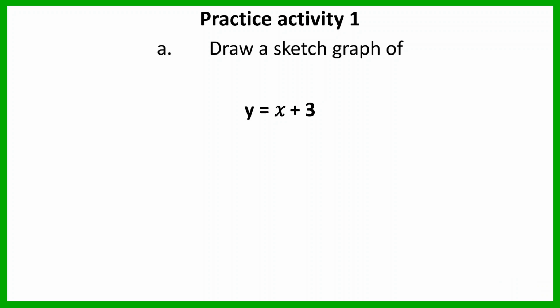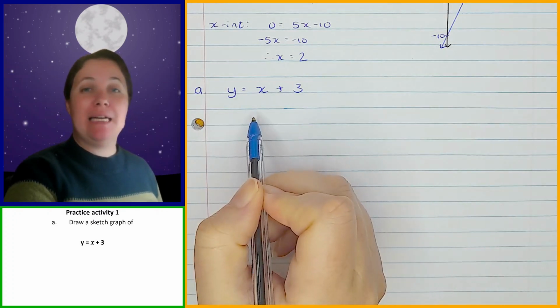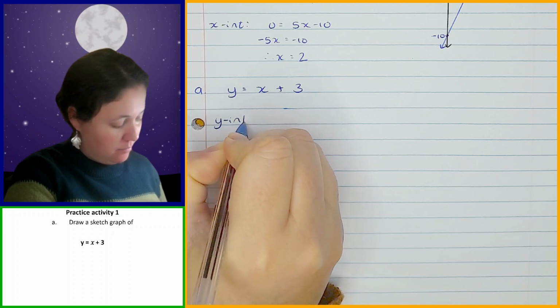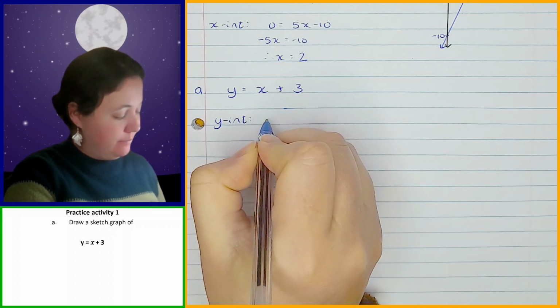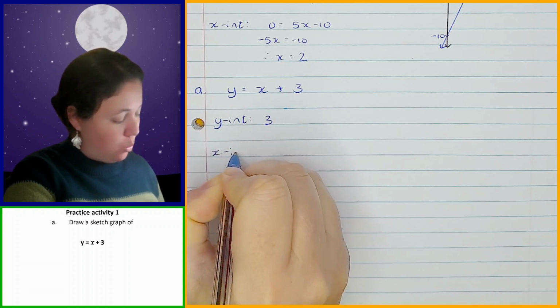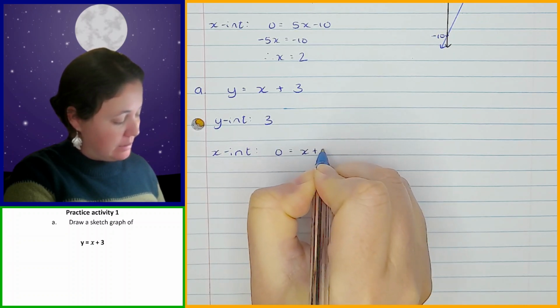Okay, so let's go through that and see what you should have got. Right, so first of all, we start off by finding our two intercepts. Our y-intercept is going to be our c value in the equation, which is 3. And our x-intercept we find by making y 0. So 0 equals x plus 3.